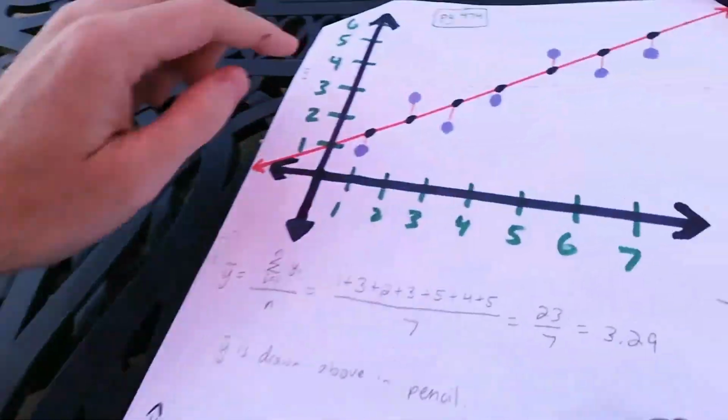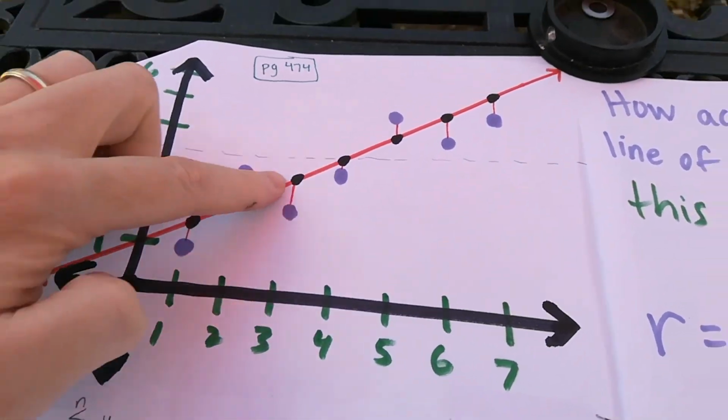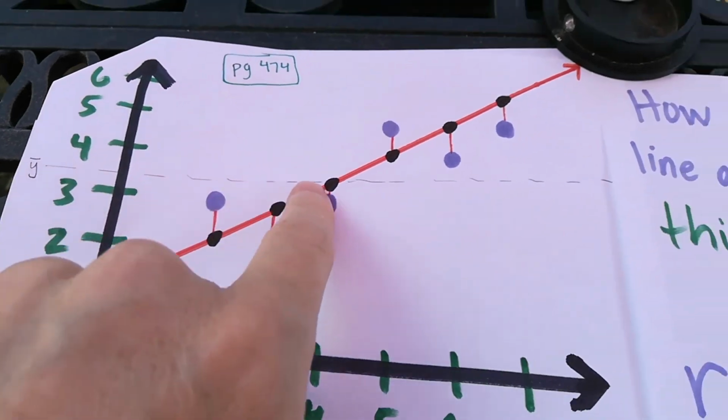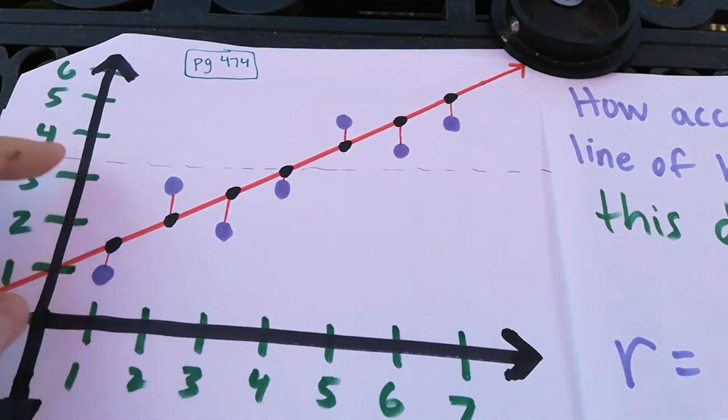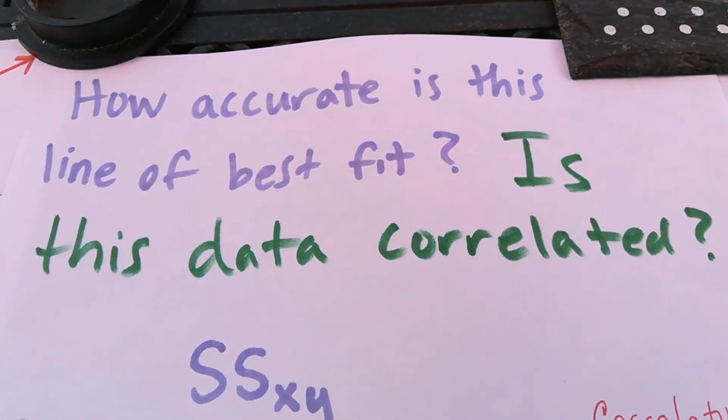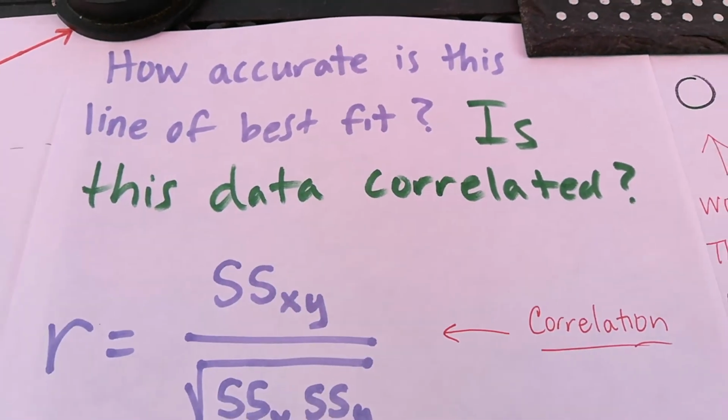Okay, so how accurate is our data? That's the question. Is it correlated? Is it a good model? Let's find out. Remember, if we go back to this data, the question is, is this best fit line accurate comparatively to the average? Like the average we took, not very accurate. How much better is that best fit line? So how accurate is our line of best fit? And is this data correlated?